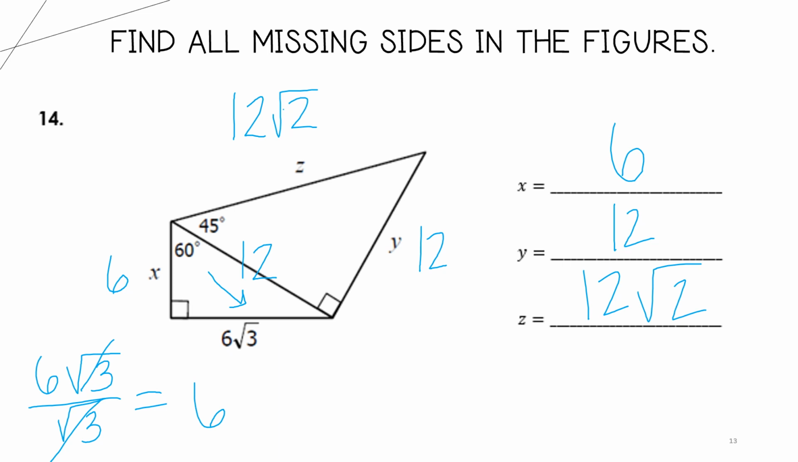In your 30, 60, 90, x is the shortest side, which is across from the 30-degree angle. If you're looking for your long leg, you do x times root 3, shorter leg times root 3. If you're looking for your hypotenuse, you double the short leg. If I give you your hypotenuse, cut it in half to find the short leg, then multiply by root 3 to find the long leg. If you're given the long leg, divide by root 3 to find the short leg, then double to find the hypotenuse.